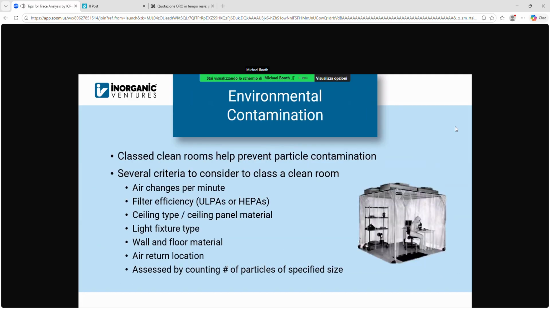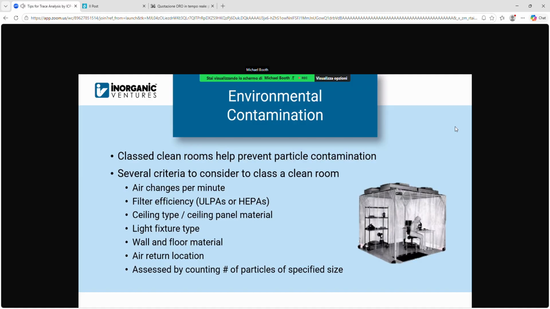So speaking of environmental contamination, that is another big area that can be of concern when you're doing trace analysis, is again, how do you prevent all this contamination? You can look into getting a clean room if you're working at very, very low concentrations, so something like PPT concentration range. There are several criteria that you need to look at when you're designing or wanting to set up a clean room.